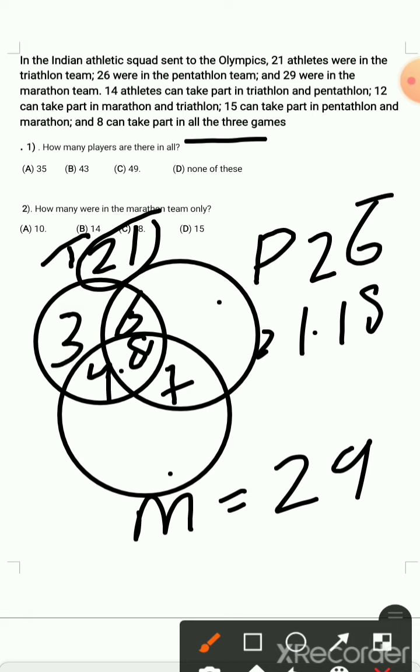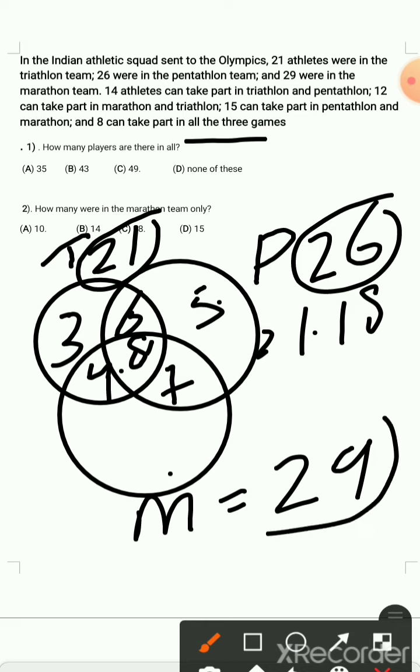Now this is 26. This is 8 plus 7, 15, plus 6, 21. So 21, 26, this is 5. Okay. And this is 8 plus 4, 12, 12 plus 7 is 19, and this is 19, this is 29, so the remaining part is 10.